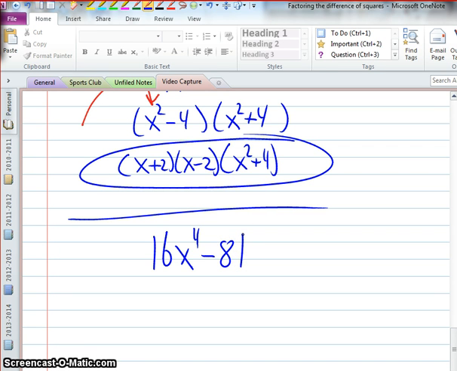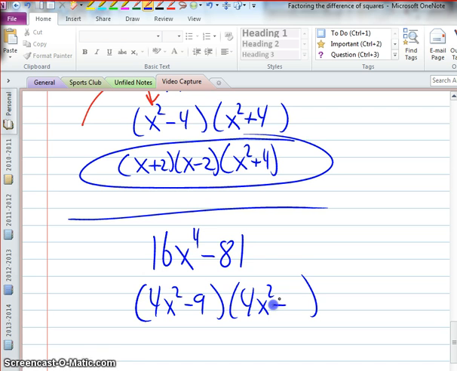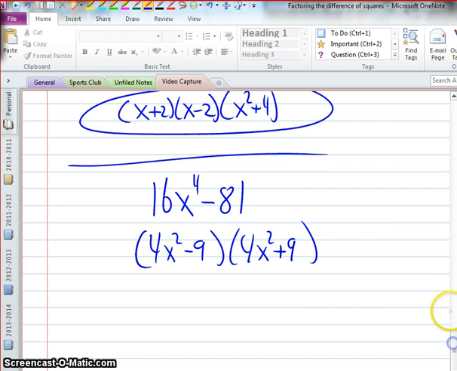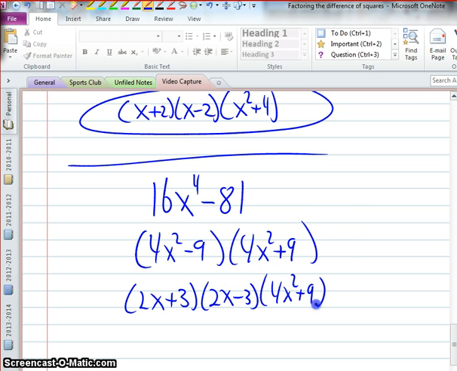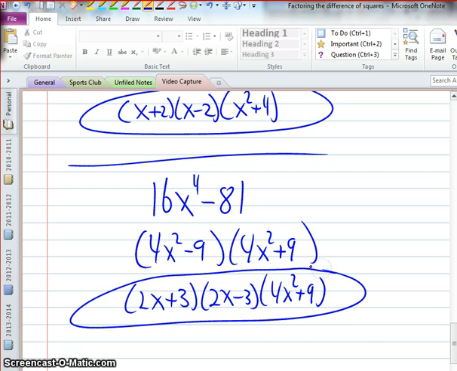So check, is this a difference of two squares? They both seem like they're perfect squares. There's a difference in the middle. Good to go. 4x squared minus 9, 4x squared plus 9. But again, the binomial on the left is also the difference of two squares. 2x plus 3, 2x minus 3, and don't forget the 4x squared plus 9 can't be factored because it's got the sum and not the difference.